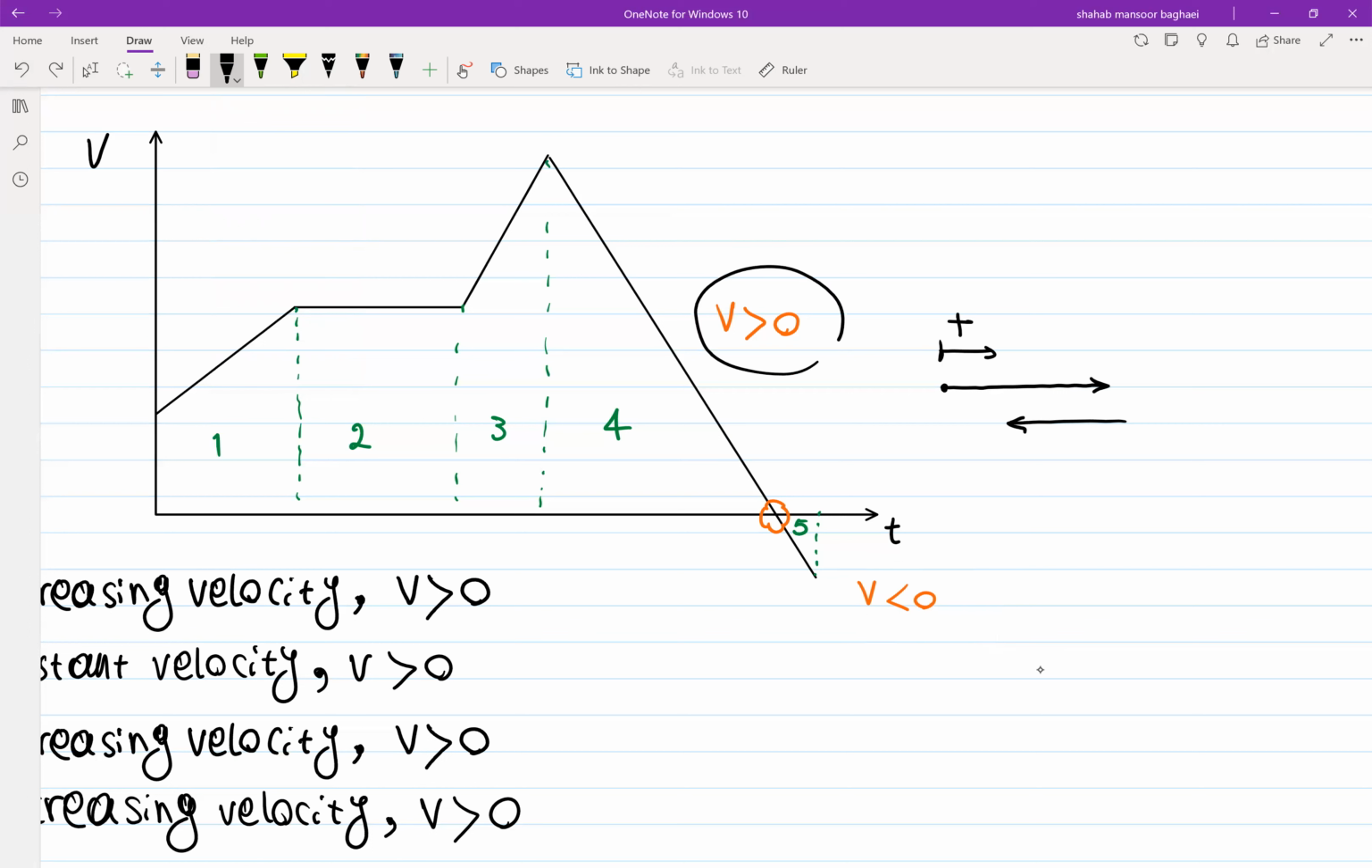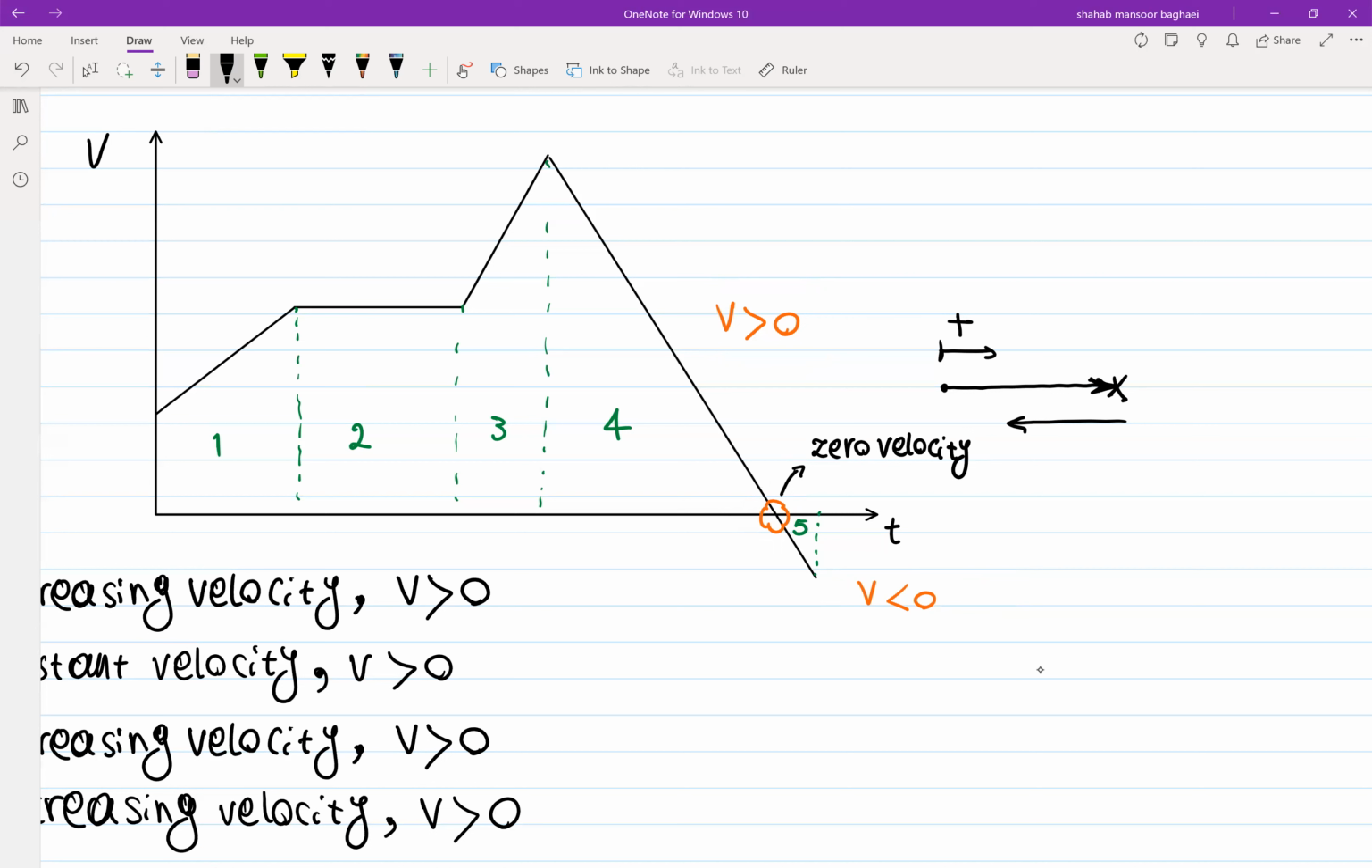Consequently, if you have positive velocity and negative velocity, between these two you should have zero velocity here, at this intersection point. Between positive velocity and negative velocity, you should have zero speed here. This intersection point is called zero velocity, and it means your particle will stop here and it will go backward.